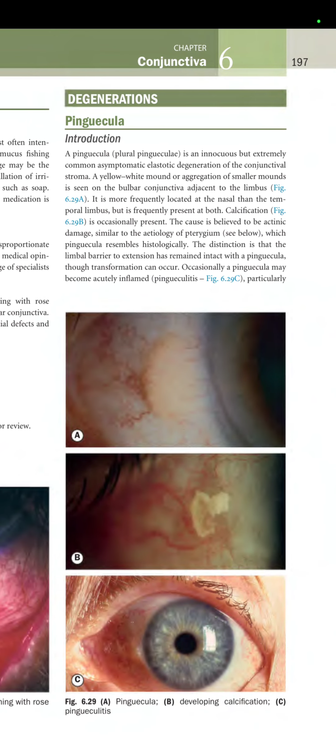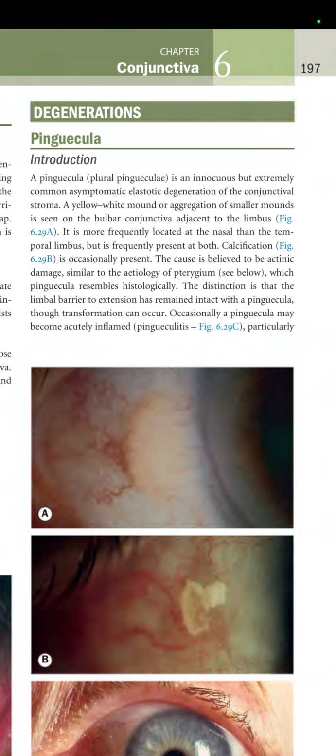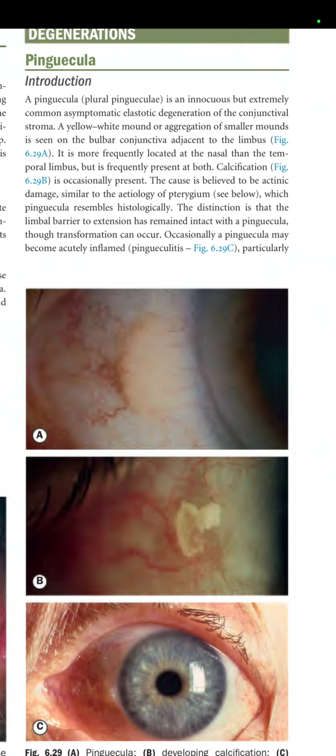The pinguecula introduction. A pinguecula, plural pinguiculae, is an innocuous but extremely common asymptomatic elastotic degeneration of the conjunctival stroma. So the conjunctival stroma becomes degenerated in this case, and basically it is a nodule that is formed across the horizontal palpebral region near the limbus. A yellow white mound or aggregation of smaller mounds is seen on the bulbar conjunctiva adjacent to the limbus. So basically it is seen as a mound adjacent to the limbus.